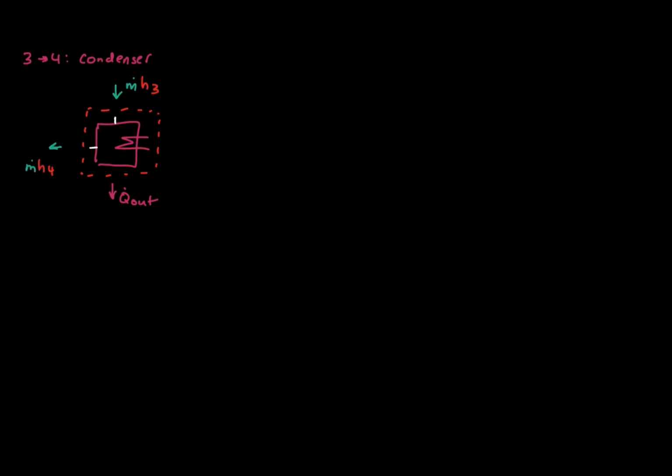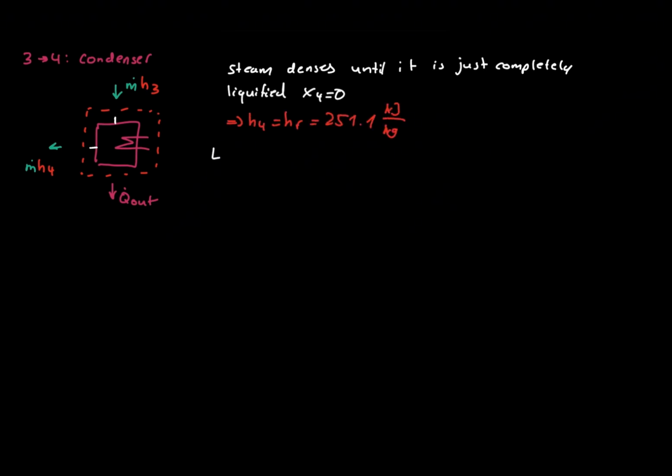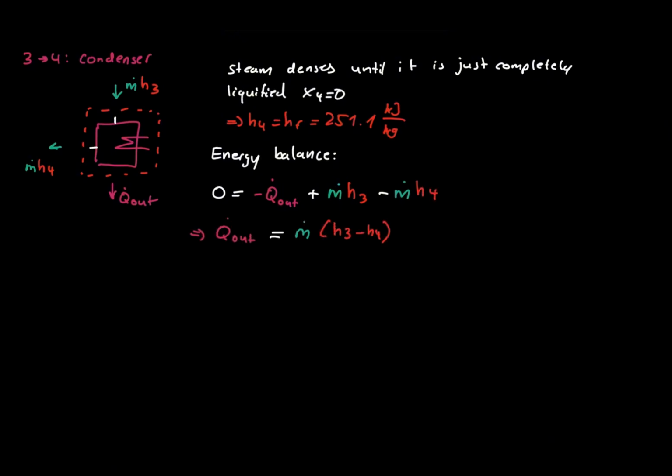Next, the condenser. There is no shaft work, so W equals 0. From the energy balance, Q out equals mass flow times H3 minus H4. In specific form, Q out equals H3 minus H4. At state 4, the fluid is just completely liquefied. That means X4 equals 0, so H4 equals HF.